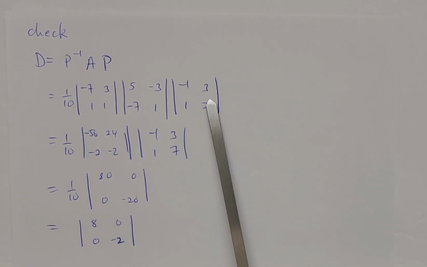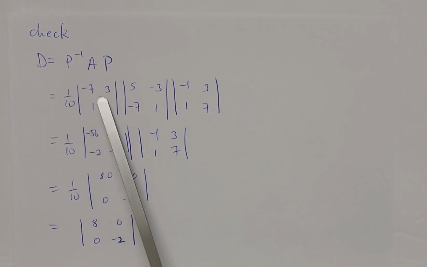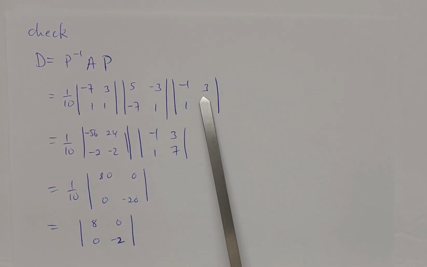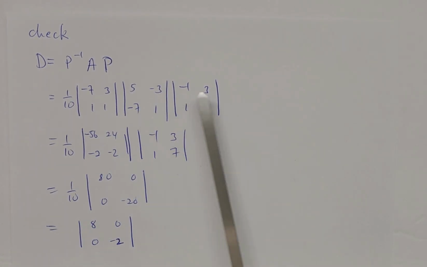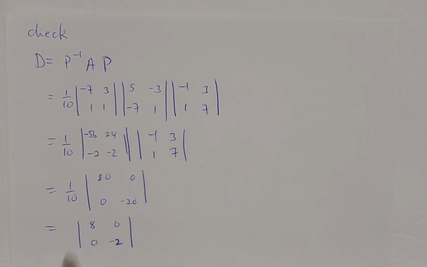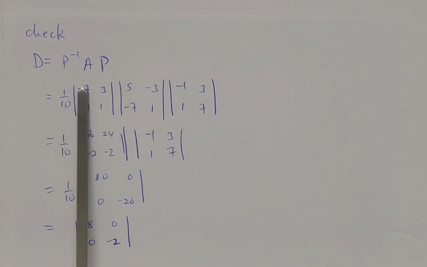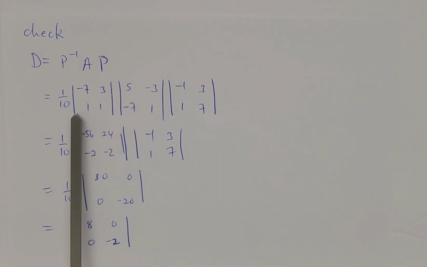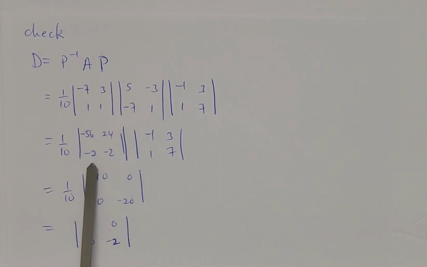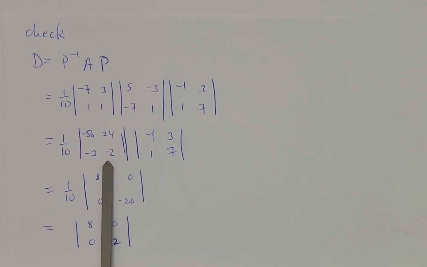So this is P, this is A, and this inverse is from here. So this is P inverse A P. Multiply this out, just row times column. Row times this column gives me this negative 6. Row times this column gives me this 24. Row times this column gives me negative 2. Row times this column gives me this negative 2.